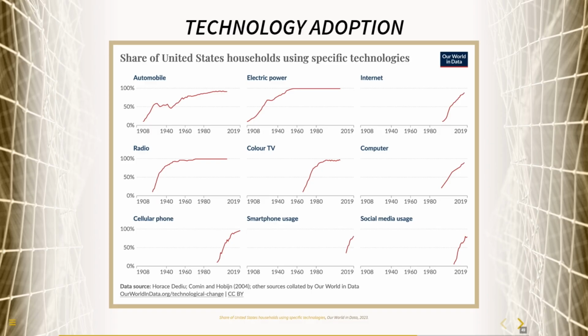Let's look a little bit at the share of United States households using specific technologies over time. In the early 1900s, we had much slower adoption of technologies. It took more time to proliferate through a society or through a country or through a community. Whereas now, if you look at the internet, the computer and social media, at these examples, there's a very catalytic adoption of technology.